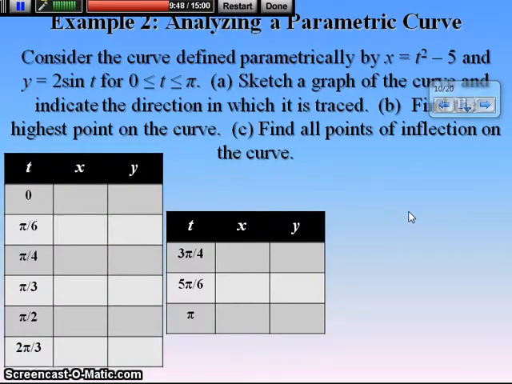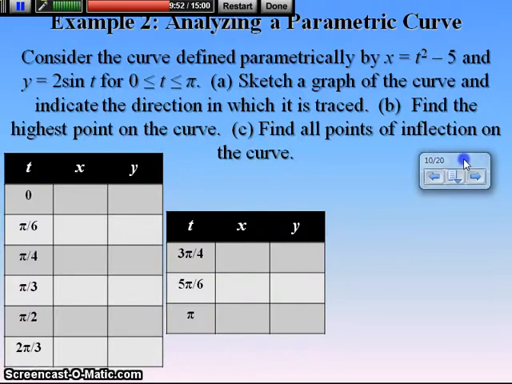So now let's consider this problem. Consider the curve x equals t squared minus 5 and y equals 2 sine t. We're going to A, sketch the graph. When I'm done with the explanation here, you can pause the video and do that. I'm going to just skip through it. B, I'm saying to indicate which direction is traced.